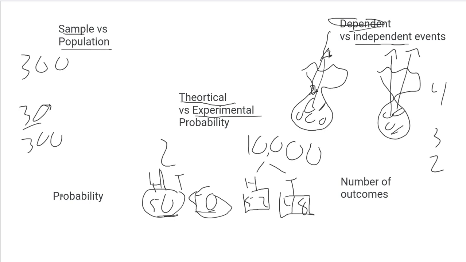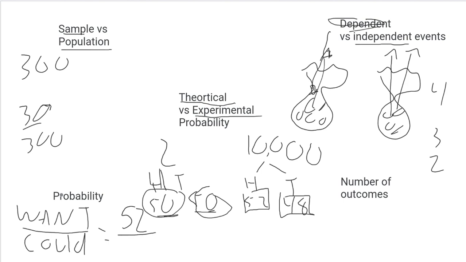Probability is what we want to happen divided by what could happen. So let's say I wanted to land on heads. Heads landed 52 times. What could happen? I flipped it 100 times, so 52% of the time was the probability for this example. Let's say I want tails, then it would just be 48 out of the 100.